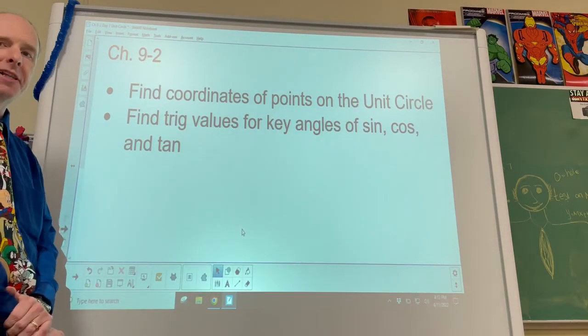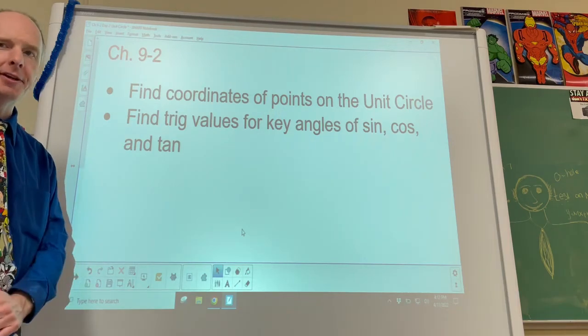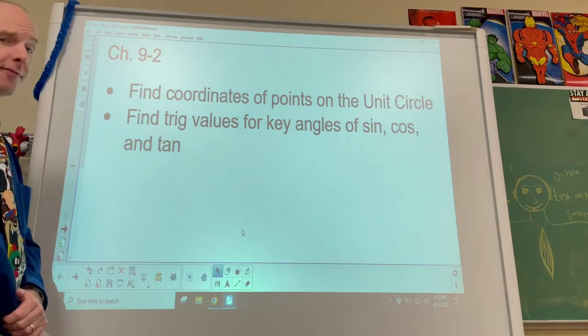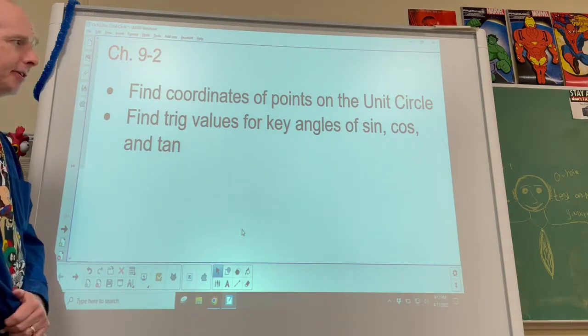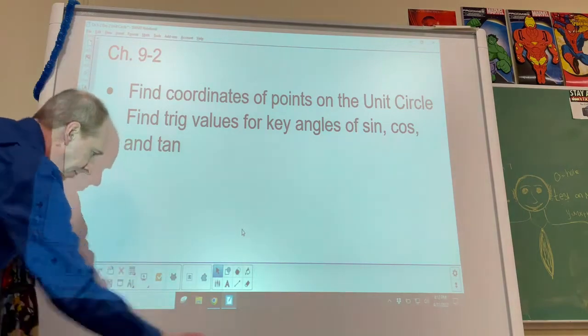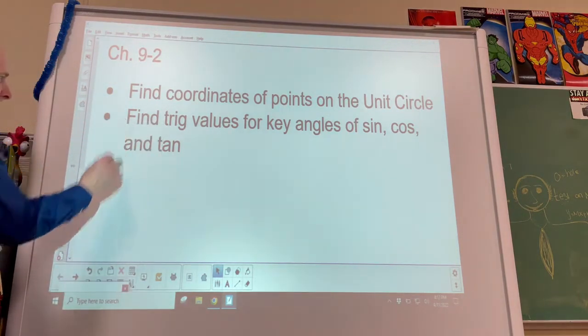Let's take a look at chapter 9, section 2. Today you'll be finding coordinates of points on the unit circle. Very important stuff, especially in future math classes. Finding trig values for key angles of sine, cosine, and tangent. So, let's grab your notes. Let's go ahead and get started.